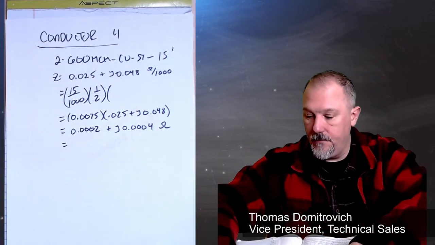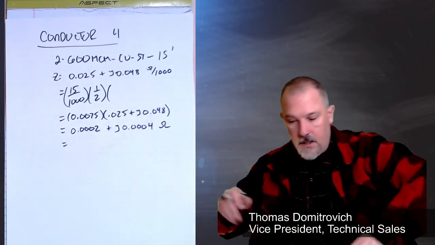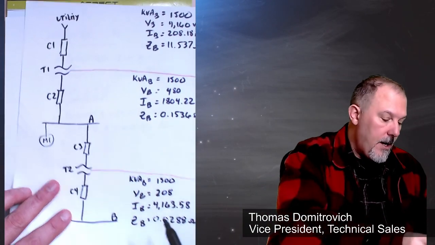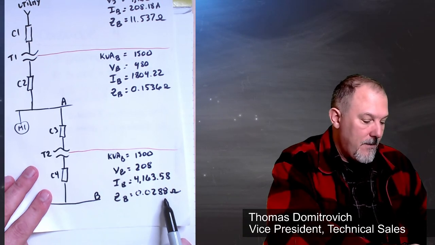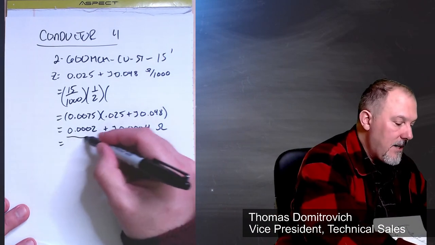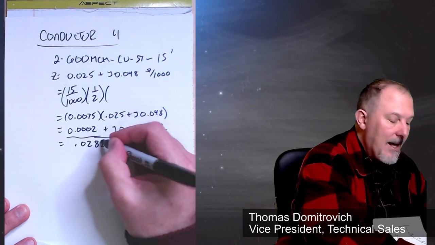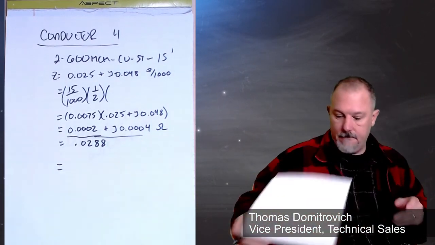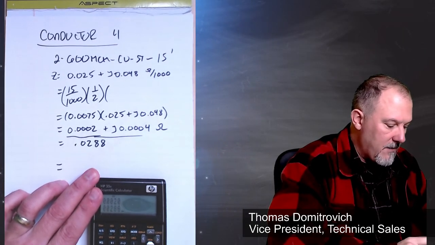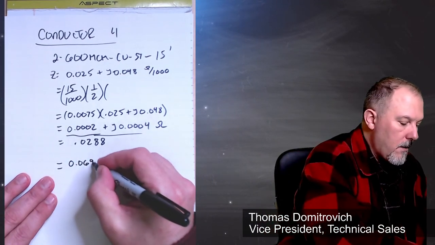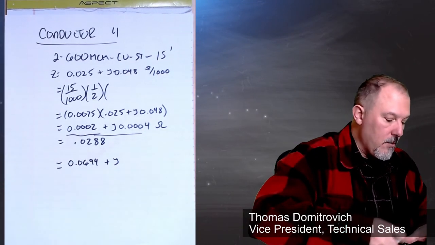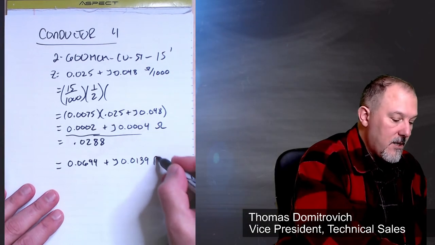Now, where is conductor 4? Conductor 4 is on the secondary of T2. Z base is 0.0288, not the 0.1536. You always have to remember to use the right base: 0.0288. So I take 0.0002 divided into 0.0288, and I do the same thing with 0.0004 and 0.0288, and that is per unit.